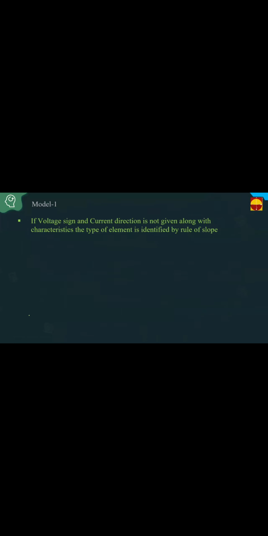Now, with this knowledge, the first model of questions. If voltage sign and current directions are not given along with characteristics, then the type of element is identified by the rule of slope. That is the first statement I gave. See, for example, this is example one. If the characteristics are given like this, then identify the type of element. These are the given characteristics, with V, minus V, I, minus I.